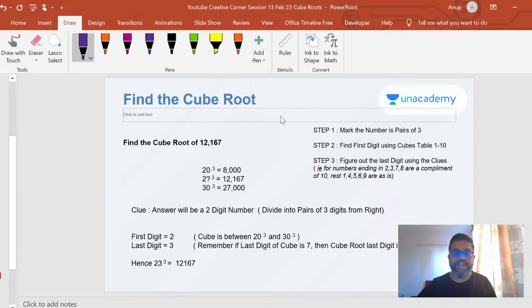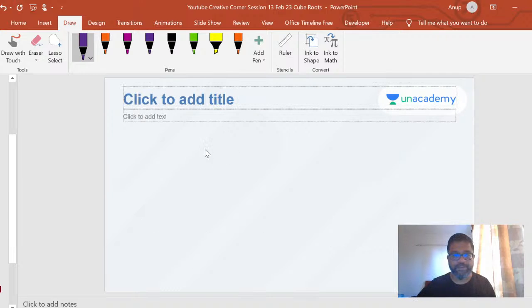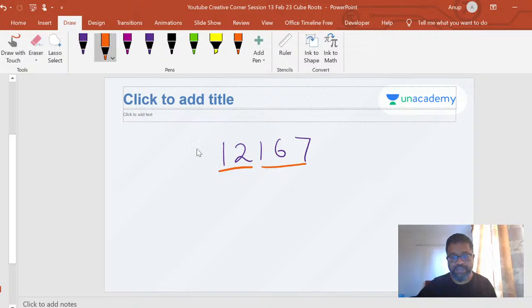So let's try to find out the cube root of 12167. There are 3 steps to it. The very first thing, I will mark it in groups of 3 digits. If I write 12167, the very first step is to mark it in groups of 3. It's okay if this group of 3 is not complete. This can also be considered as 0, 1, 2, so I can still say that this is a group of 3.